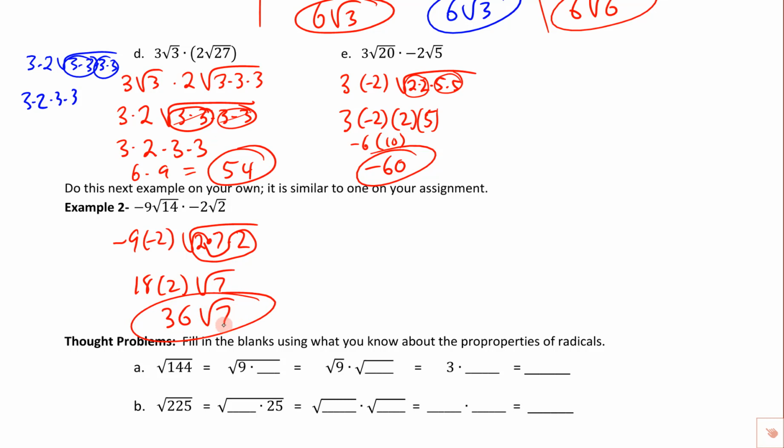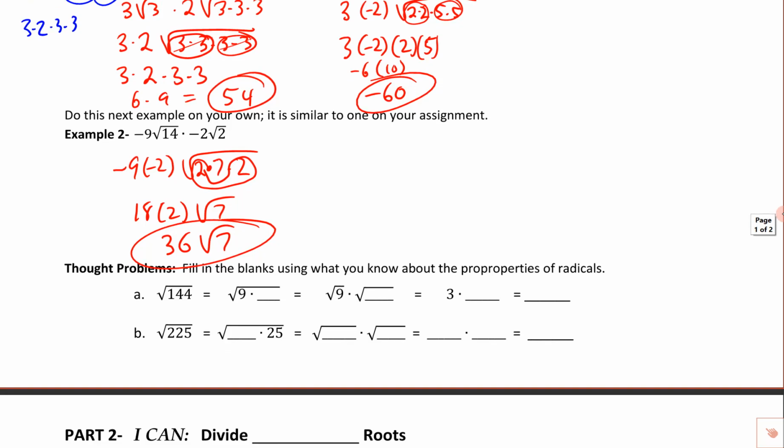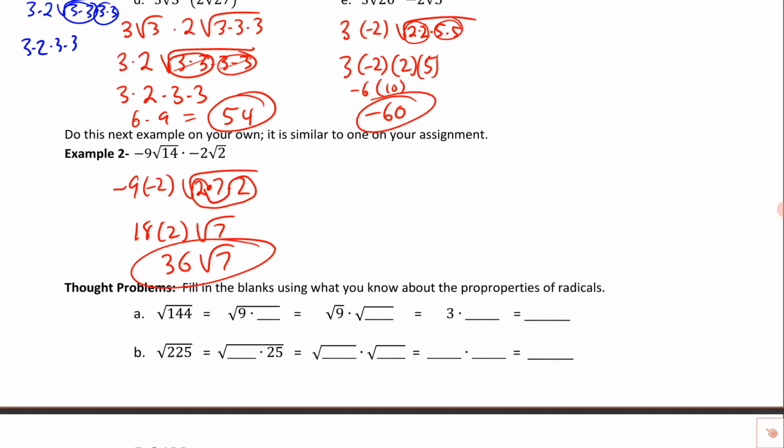Now, I do want to show you a couple ways that you've actually been using this product property without really even thinking about it. And some of you may have caught on to this already and be able to recognize this. So here's the way this works. We should recognize these numbers right here, especially this one right here, the square root of 144. Well, I've filled in some of these blanks, and then we're going to fill in the rest of these. So I've got 144, and then that is 9 times some other number.